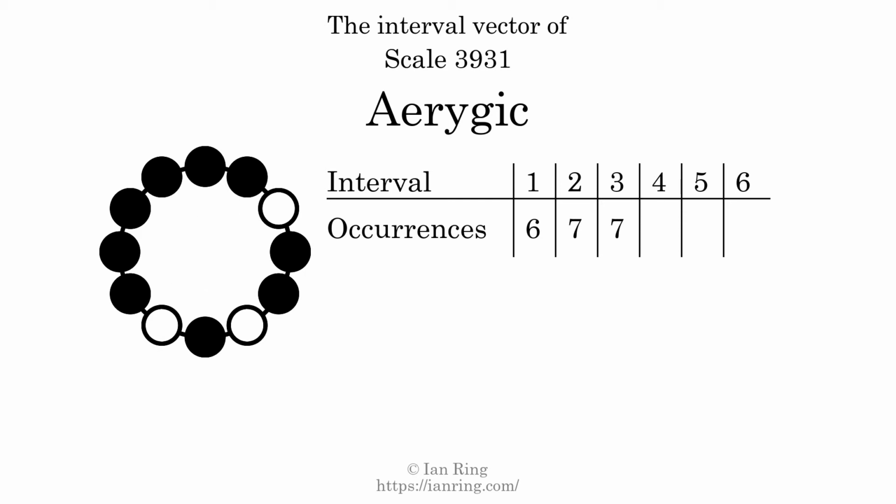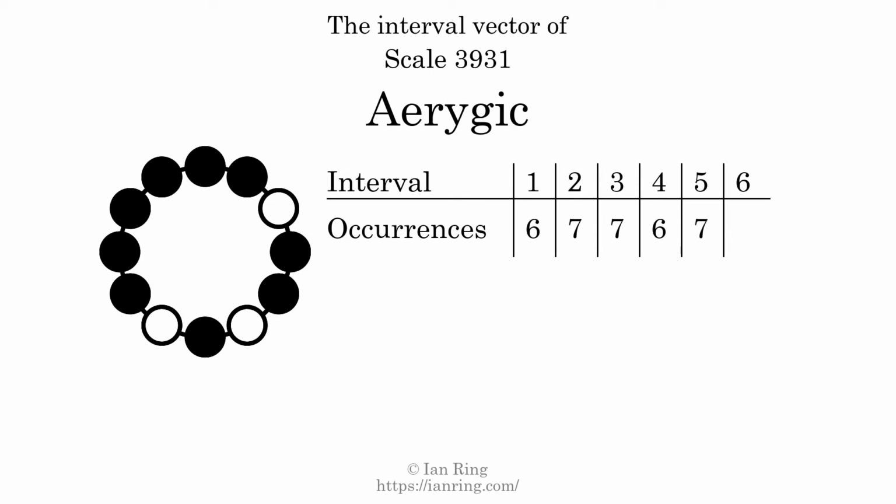There are 7 intervals with the size of 3 semitones. They are here, here, here, here, here, here, and here. There are 6 intervals with the size of 4 semitones. They are here, here, here, here, here, and here.